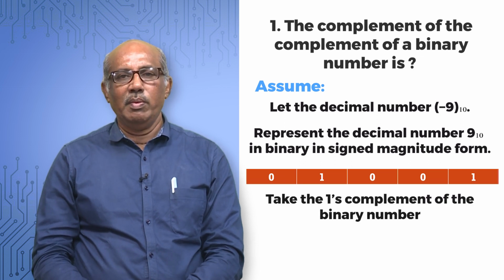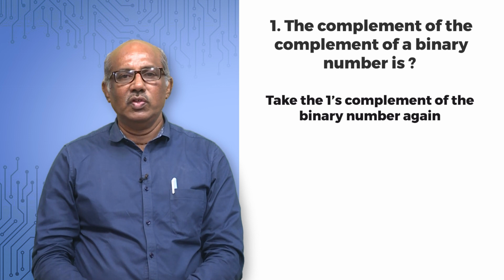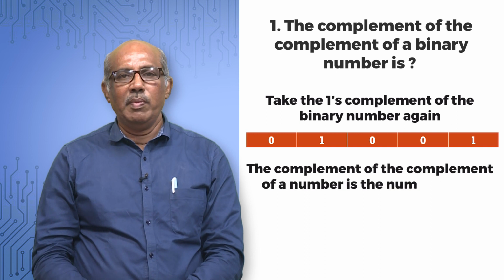I will take the ones complement of the binary number, will complement each of the binary bits starting from the least significant bit: 1 to 0, then 0 to 1, then again 0 to 1, 1 to 0, 0 to 1. Now, we get minus 9. Again we take the complement of this number, you will see that you get the original number. That means, you start from the least significant bit 0, complement it 1, 1 complement it 0, 1 again complement it to 0, 0 complement it to 1 and 1 again complement it to 0. So, therefore, the answer is: the complement of a binary number is the number itself.